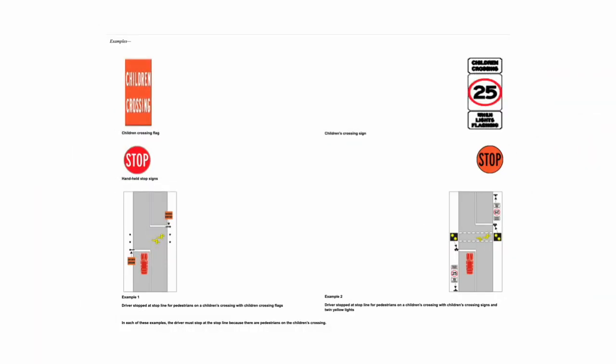Example 1. Driver stopped at stop line for pedestrians on a children's crossing with children crossing flags. Example 2 on right of screen. Driver stopped at stop line for pedestrian on a children's crossing with children's crossing signs and twin yellow lights. In each of these examples, the driver must stop at the stop line because there are pedestrians on the children's crossing.